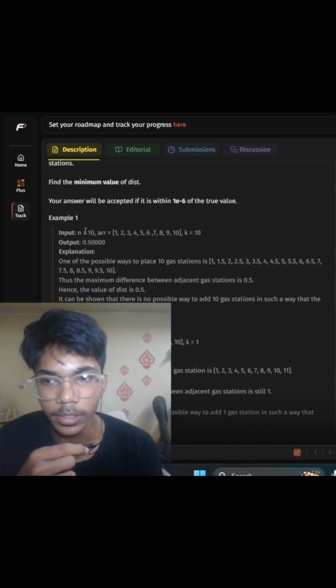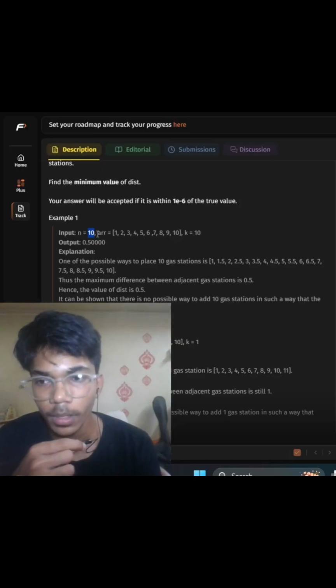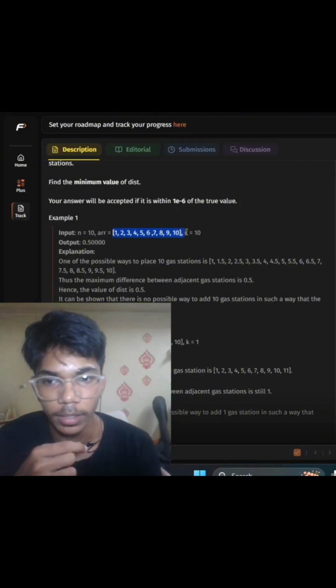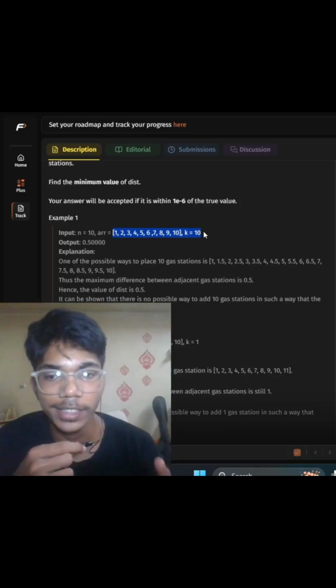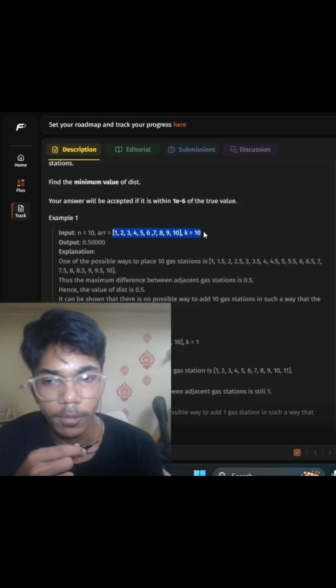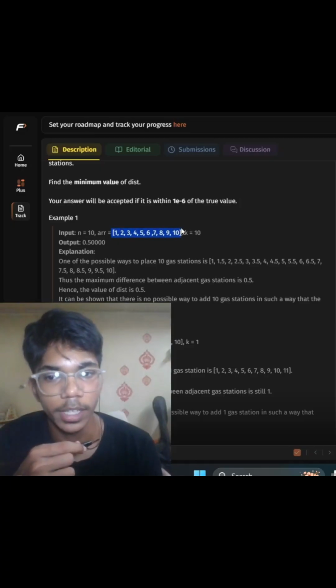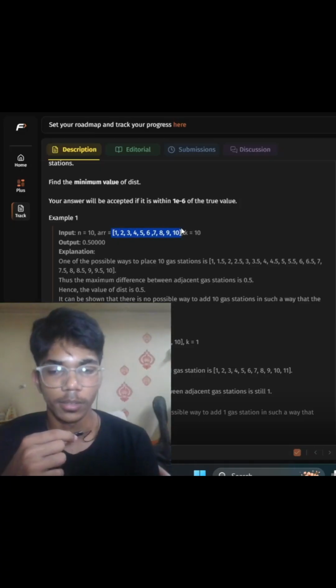If we take the example, here there are currently 10 positions of the gas stations, and the positions are 1 to 10, and the value of k, which is the number of gas stations we have to add more, is 10. So how are we going to add them? There are actually multiple ways to add them, but we have to find the minimum distance between the adjacent gas stations of all of them.